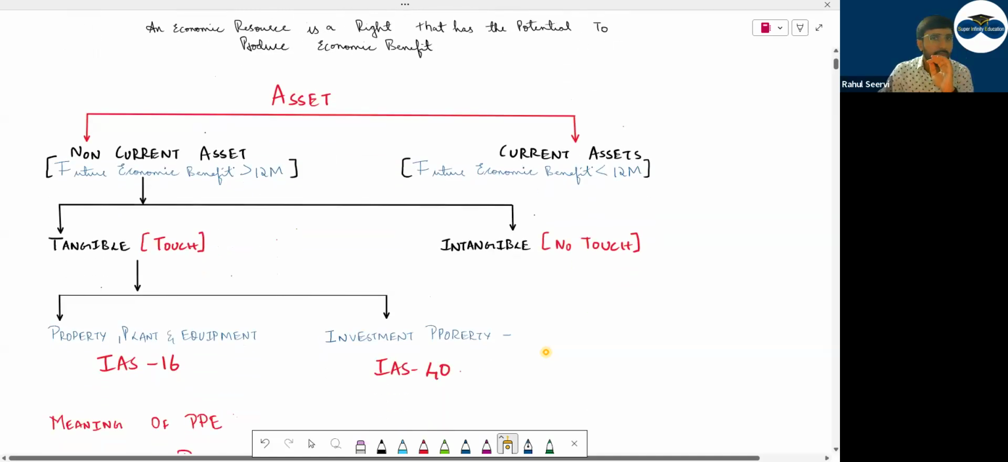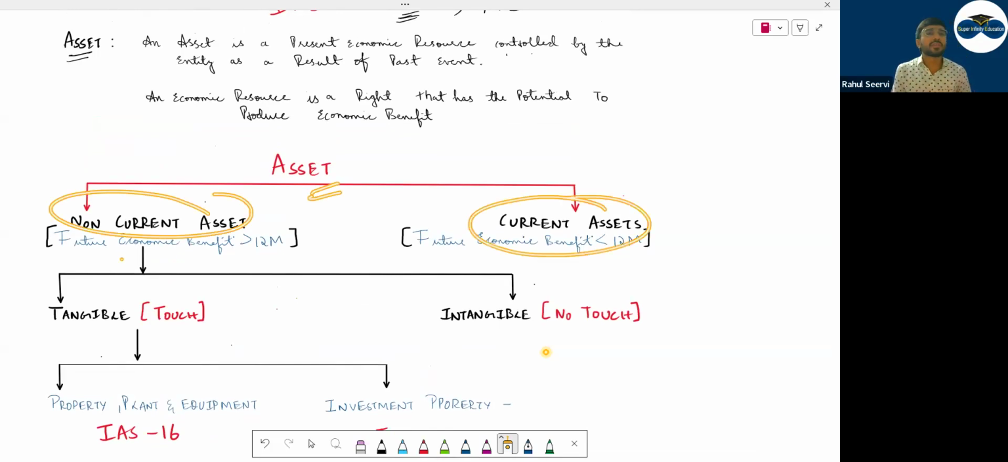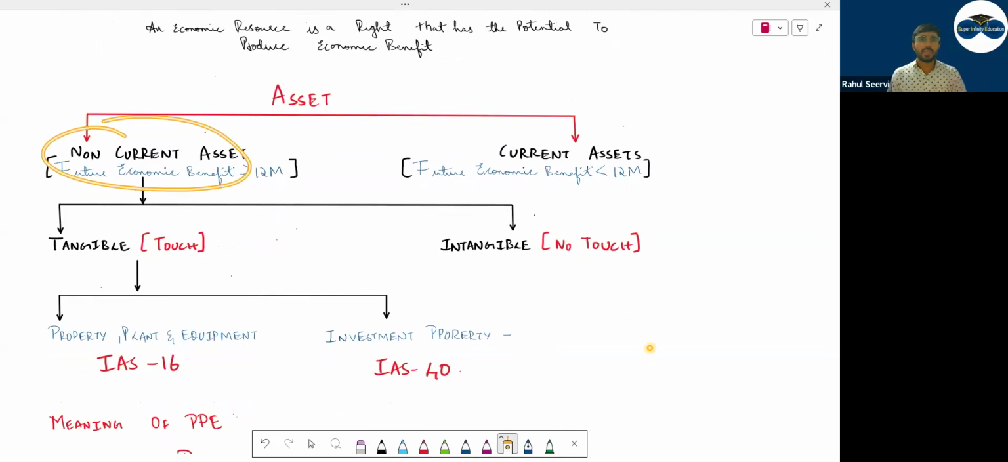Done with this. Now, assets are of two types: non-current asset and current asset. Non-current asset means which provides economic benefit for more than 12 months. Current asset means which provides economic benefit for less than 12 months. Write this down, as you do not have the notes. Under non-current asset, we have two types: tangible and intangible. Now, what does tangible mean and what does intangible mean? I will give you a basic example. Tangible: building, property, etc. Intangible asset: copyright, patent, goodwill.